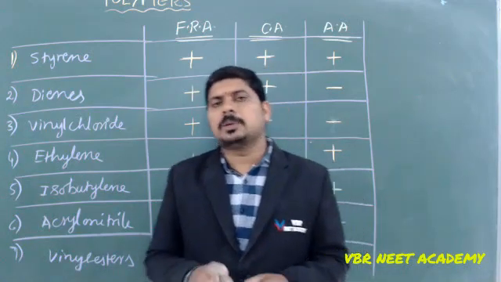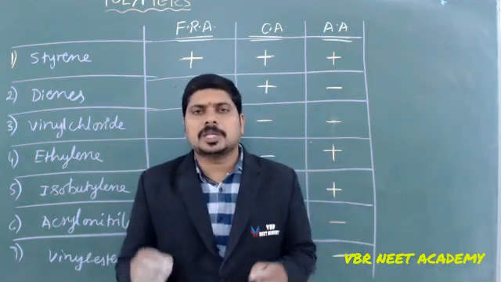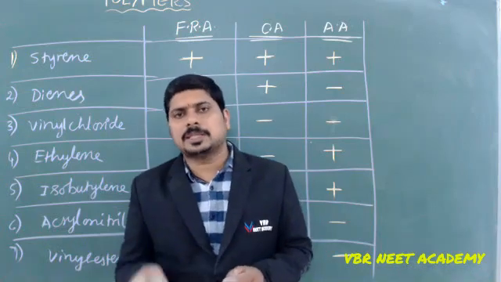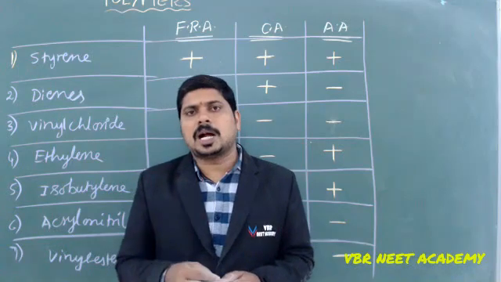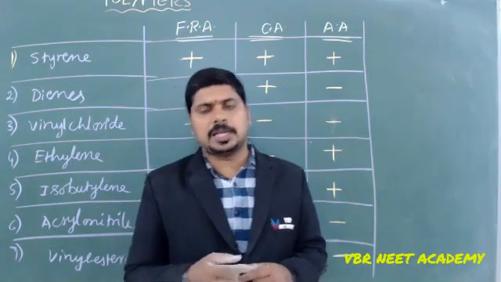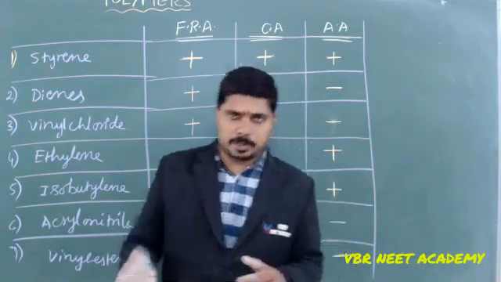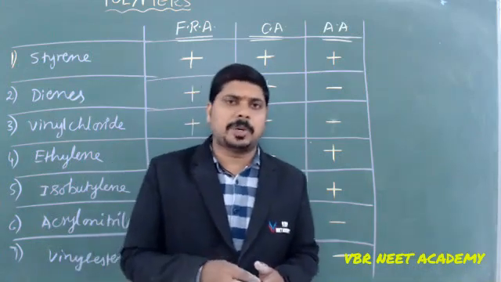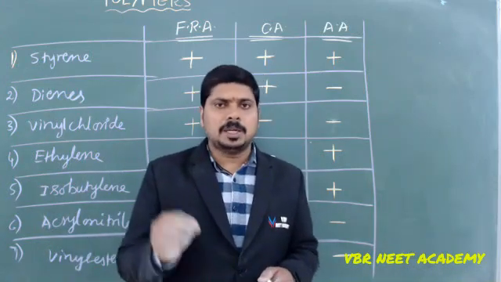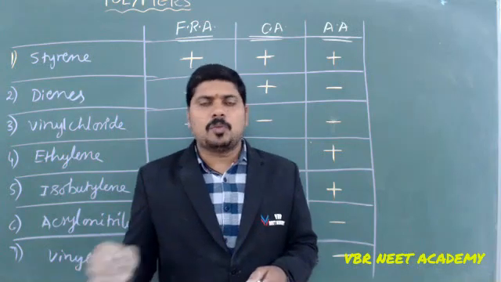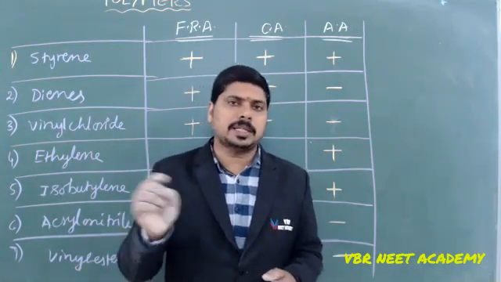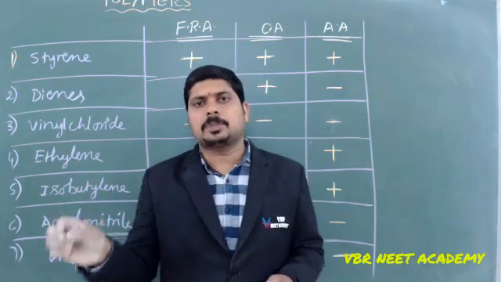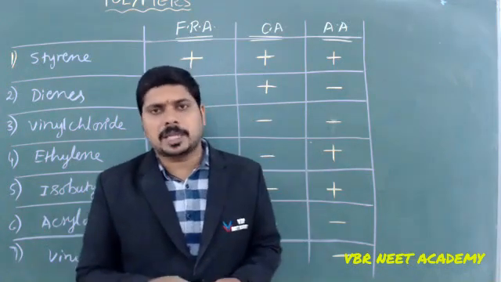What are biodegradable polymers? The polymers which are degraded by microorganisms are called biodegradable. The polymers which cannot be degraded by microorganisms are called non-biodegradable. What are examples of biodegradable? PHBV, nylon 2-nylon 6. What are non-biodegradable? All your synthetic polymers. Anyway, we are going to study their preparation and everything at that time.